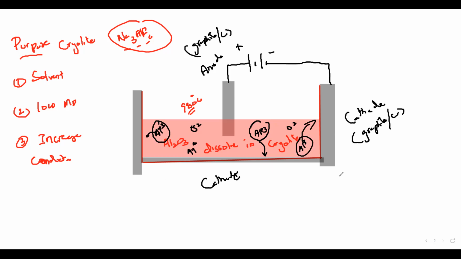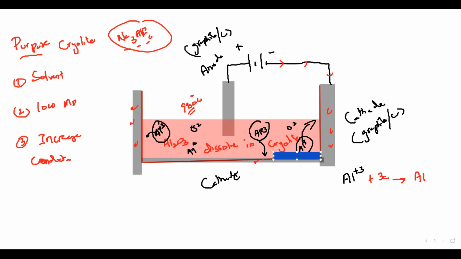So when aluminum ions move there, the aluminum ion is plus 3. What will happen? From the negative terminal, electrons will come, so the majority of the electrons will be on the cathode. So aluminum ions gain 3 electrons and turn into aluminum metal. So we will have aluminum metal at the bottom, at the base.